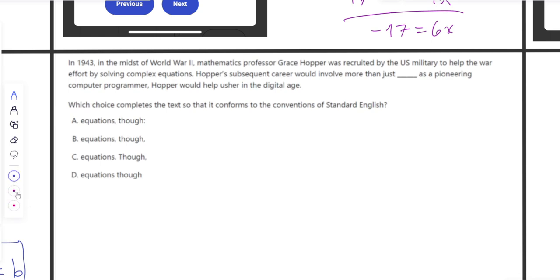So it seems like this sentence right here. Let's ignore the first one since that's not what's being tested. But the second sentence, Hopper's subsequent career would involve more than just equations, though. It seems like we want a complete sentence here. We want an independent clause here because that would express a complete thought.